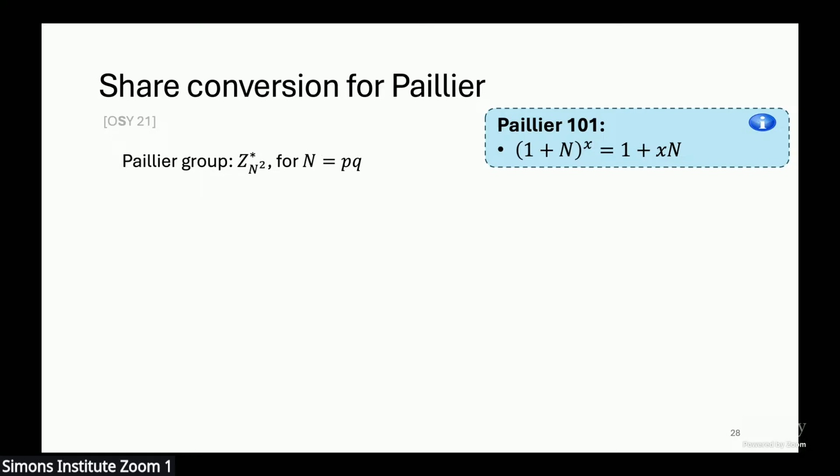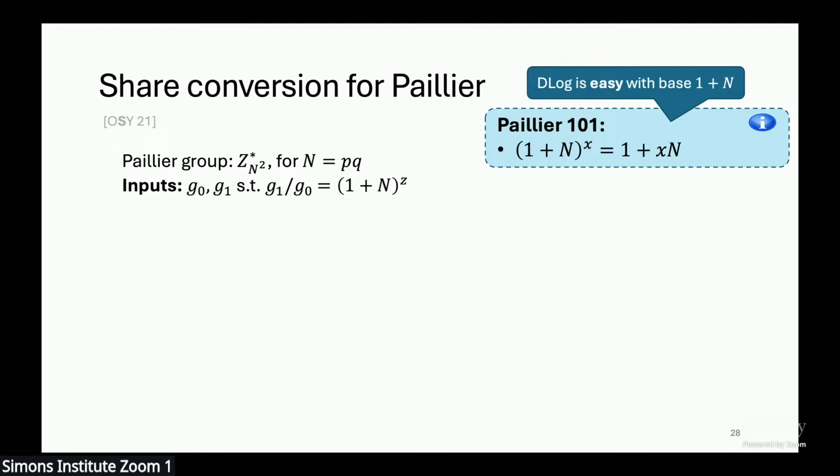One of the basic facts about this group is that if we take the element 1 plus n, then this is special. 1 plus n raised to the power x, if you expand it, you get 1 plus x times n, mod n squared. So discrete log is actually easy with respect to this base 1 plus n. So even though in the whole group, discrete log is probably hard in the Paillier group, it has this subgroup of order n where discrete log is easy.